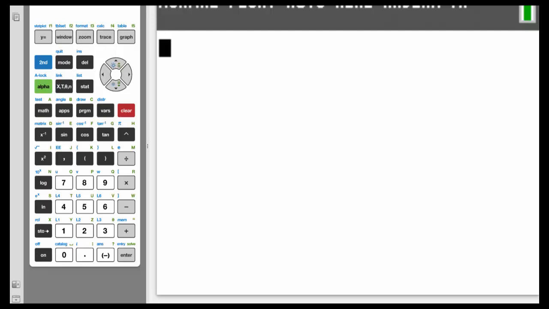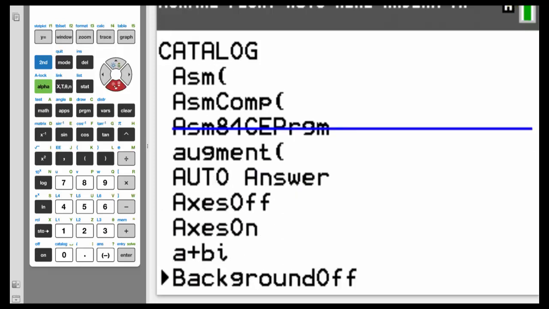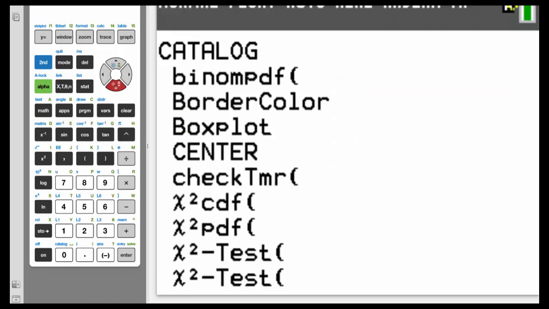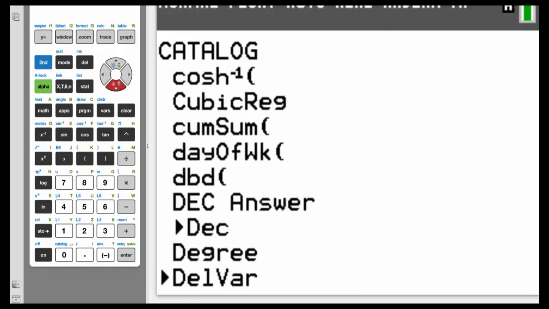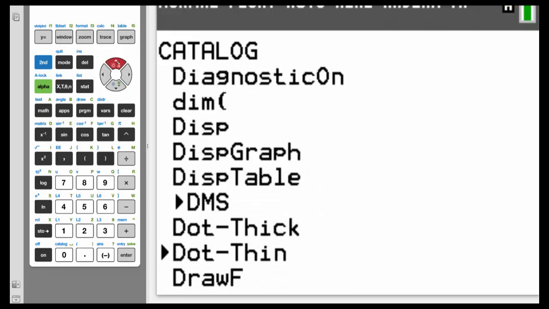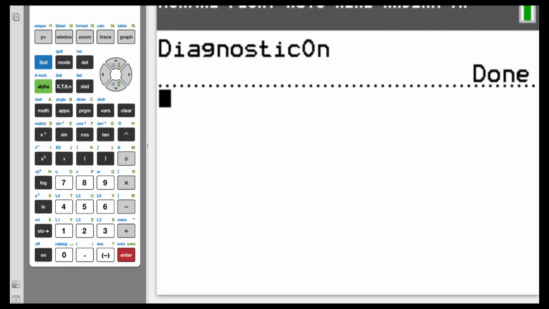Now, before we do that, we need to make sure we do something with our calculator. We need to have what's called the diagnostic on. So how do you do that? Hit second and the number 0. That should bring up a catalog, and we're going to go all the way down to D, which is going to be diagnostic on. So you keep hitting the down arrow like I'm doing here. So diagnostic on. Once this arrow is next to diagnostic on, hit enter again, and we're done. Keep in mind, you only have to do this one time.